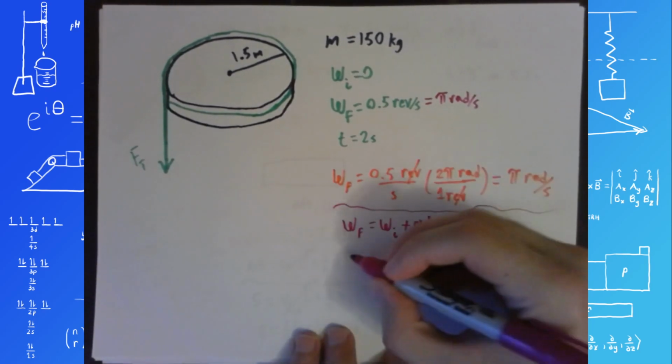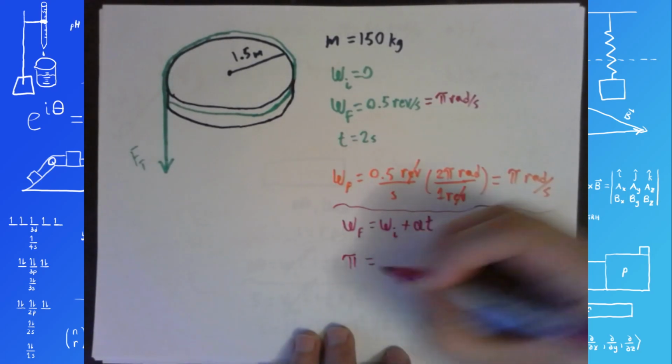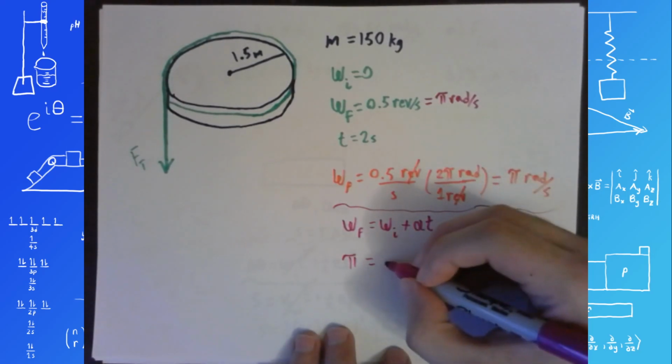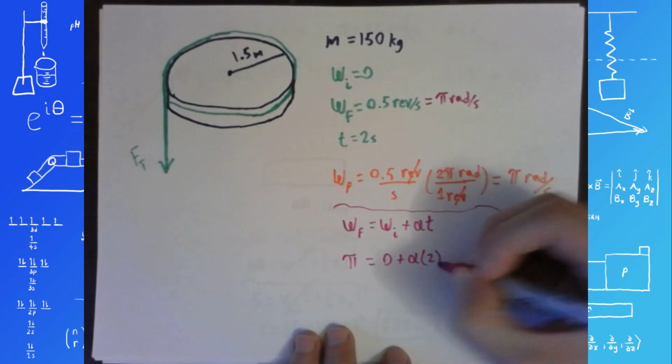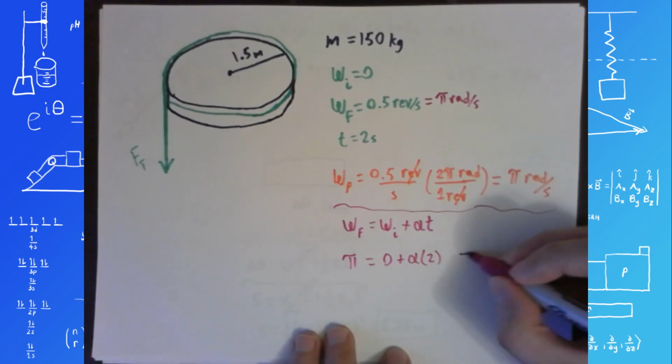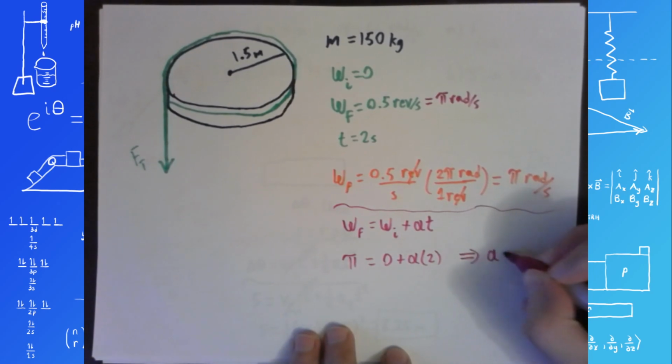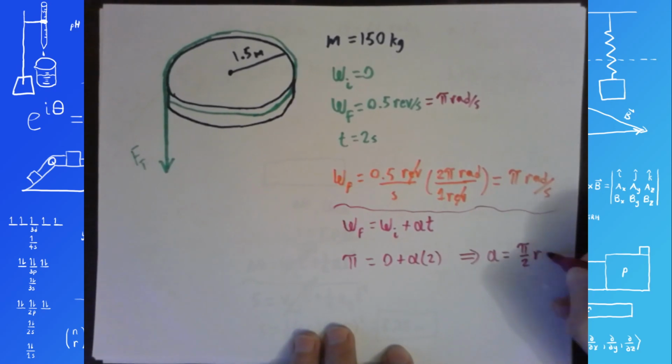Omega final is pi, equals omega initial is 0 plus alpha is unknown and t is 2. So alpha equals pi over 2. And that's going to be in units of radians per second squared.